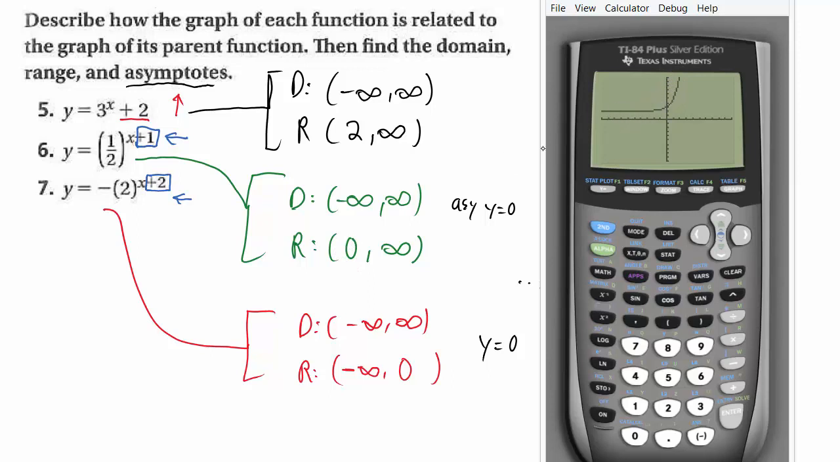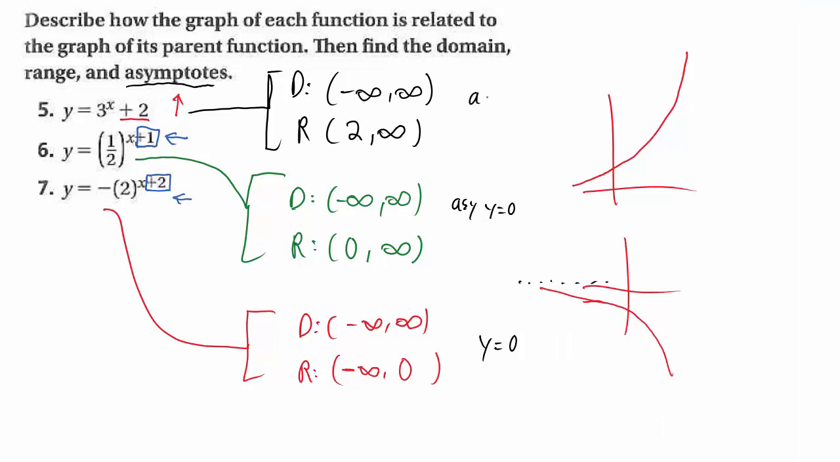So for 6 and 7, the asymptote is just the x-axis itself. You could say the x-axis, or you could say the line y equals 0. For number 5, the asymptote is simply the line y equals 2.